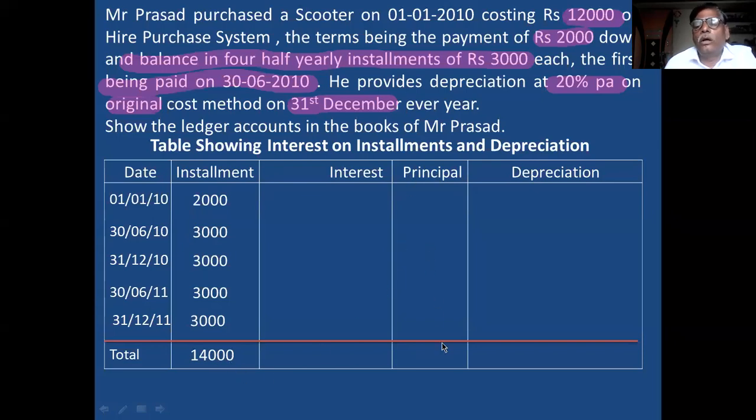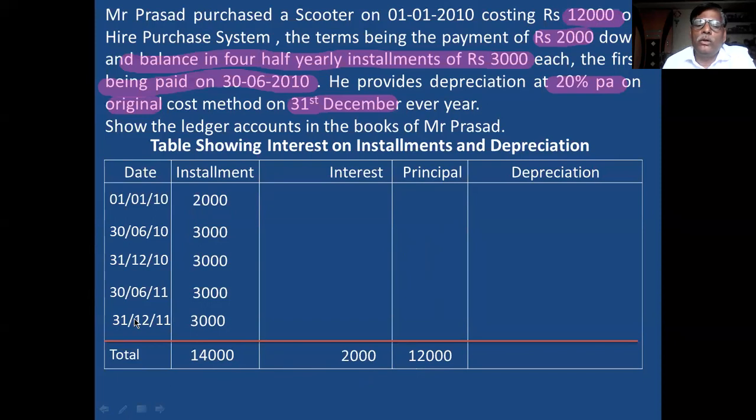Then the principal column total is always equal to the cash price. Therefore, cash price is 12,000. You write these two: 14,000 is the installment total, and the principal column is 12,000. The difference between these two is called interest. Interest is 2,000.